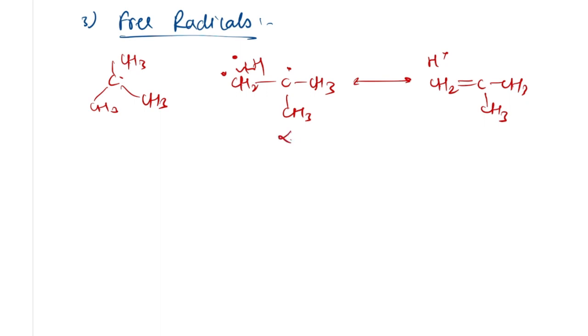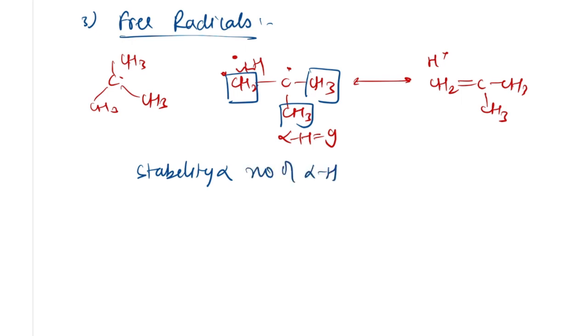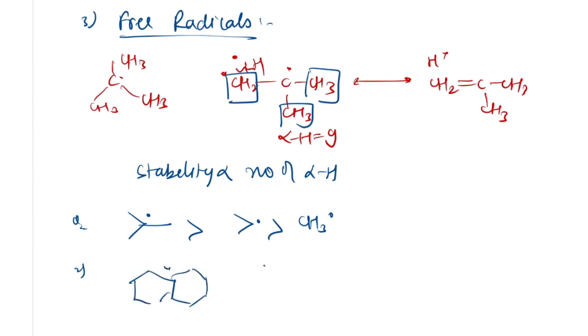So these are the alpha carbons. These three are the alpha carbons next to the free radical, and the hydrogen attached to the alpha carbon is alpha hydrogen. So again, stability is directly proportional to the number of alpha hydrogens. Like if we solve the questions, this one, CH3 one. So this is the order of stability. Second question, this one and this one, this will be the order of stability.